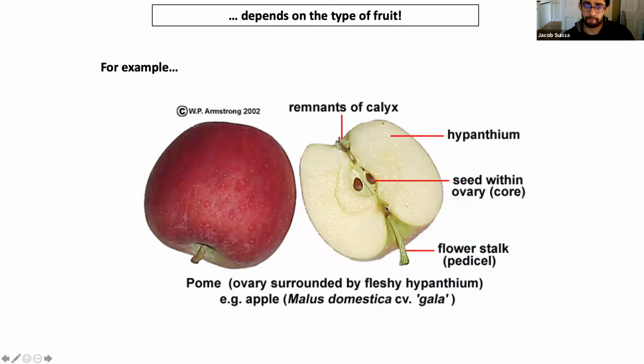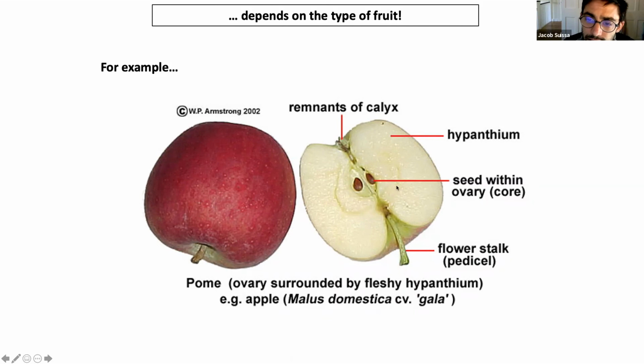Now, apples, we give them their own name. We call them pome, which I think is apple in French or something like that, or other languages. But the apple is really cool because the majority of the flesh of an apple is actually not the ovary. It's actually the hypanthium. And you can actually see this.